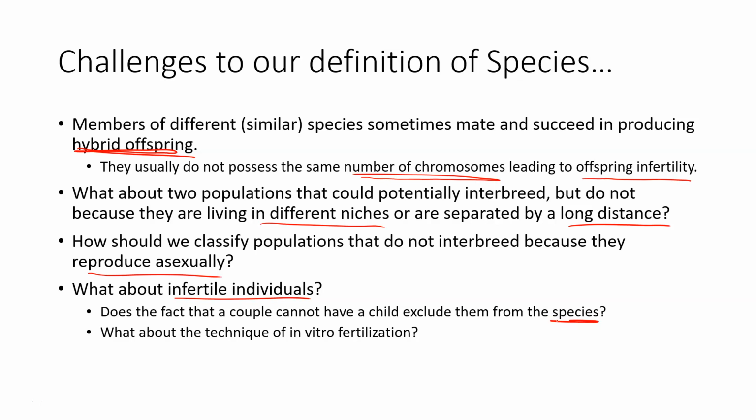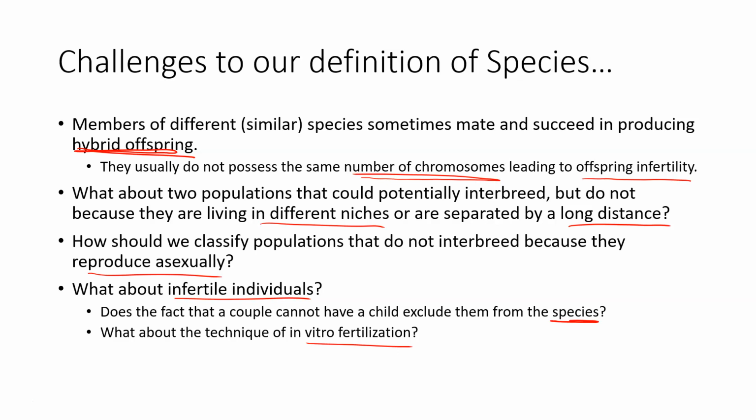I think not. What about the technique of in vitro fertilization? In vitro fertilization is a process of reproducing externally. It takes sperm cells and egg cells from a couple that is incapable of reproducing successfully on their own and takes on a more laboratory approach in order to successfully combine sperm cells with egg cells. Okay? All of these are challenges to our current definition of species.